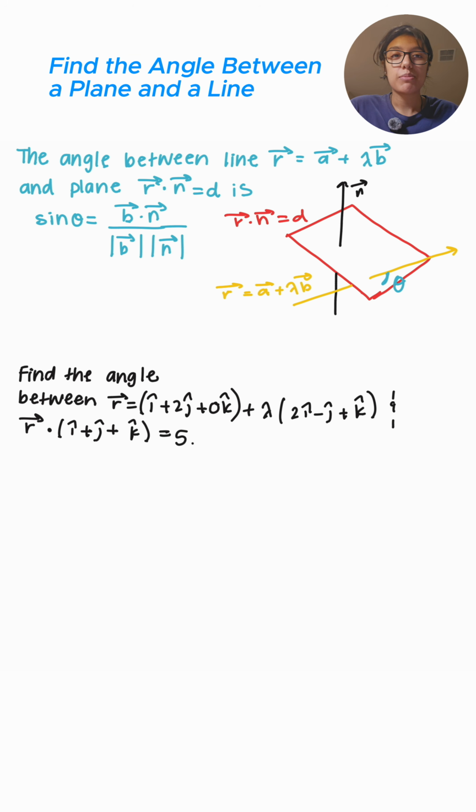Hey guys, today we're going to be taking a look at how we can find the angle between a plane and a line. So let's get started. So we have the angle between line r vector equals a vector plus lambda b vector, and plane, this is sine theta is equal to all of this.